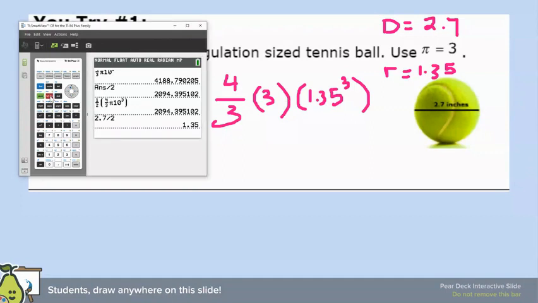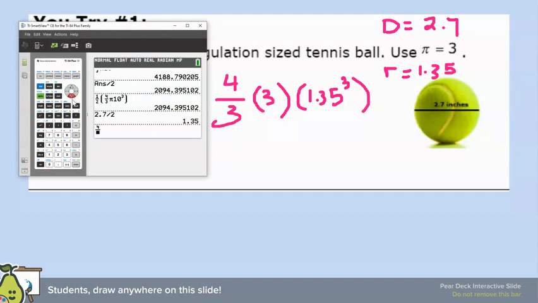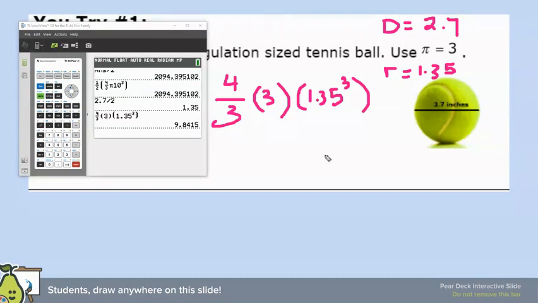I'm going to do alpha x 4/3, and then I'm going to do parentheses 3 instead of pi, and I'm going to do parentheses 1.35 cat ear to the third power. Get out of that, close the parentheses, enter. And we get 9.8415 as our answer. So we know the volume would be V equals 9.8415.